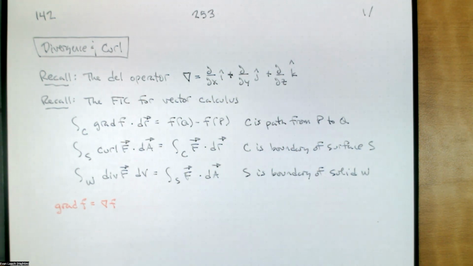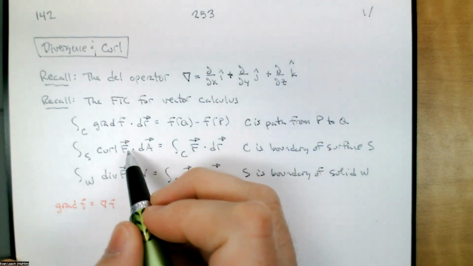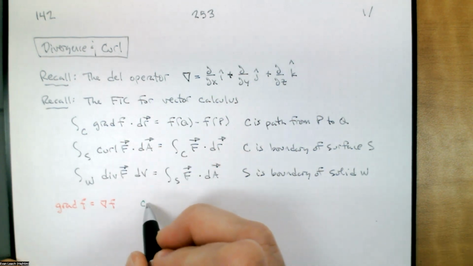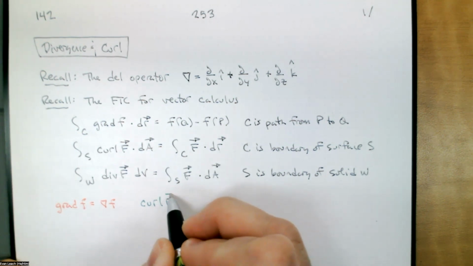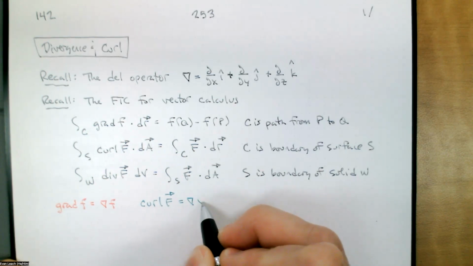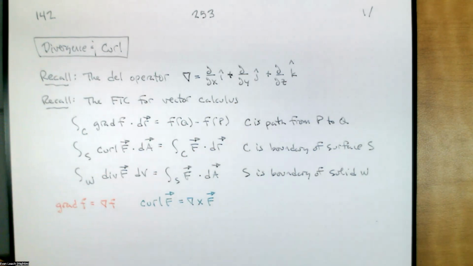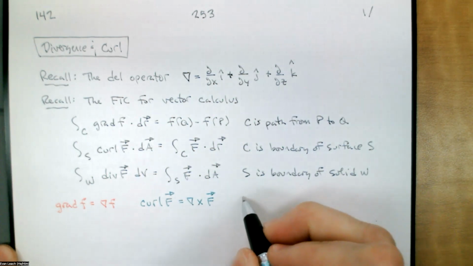The curl of f is the cross product of the del operator and a vector field. So here, for the curl of f, we're applying the del operator to a vector field, taking the del operator and finding the cross product with the vector field. And the divergence is the del operator in a dot product with the vector field.